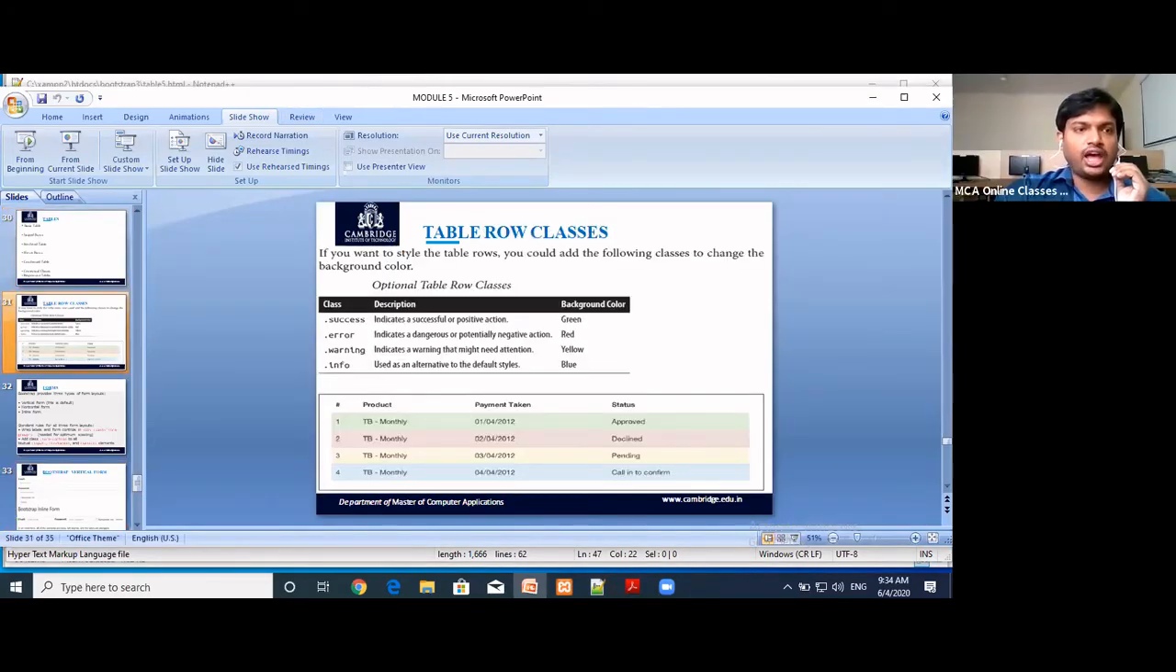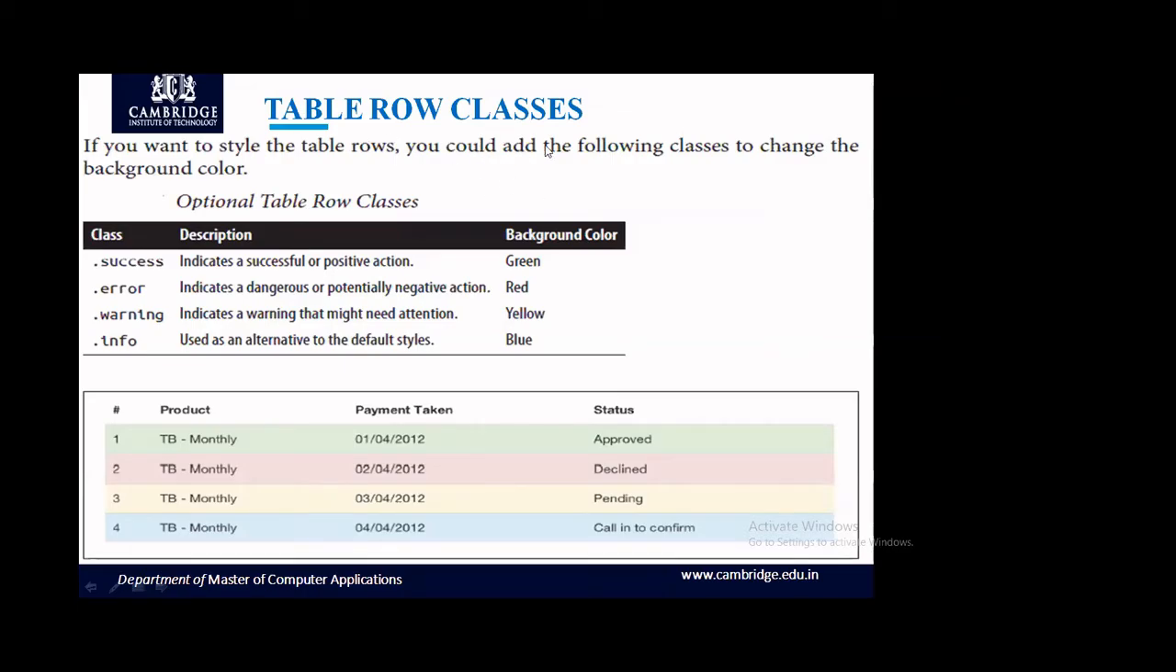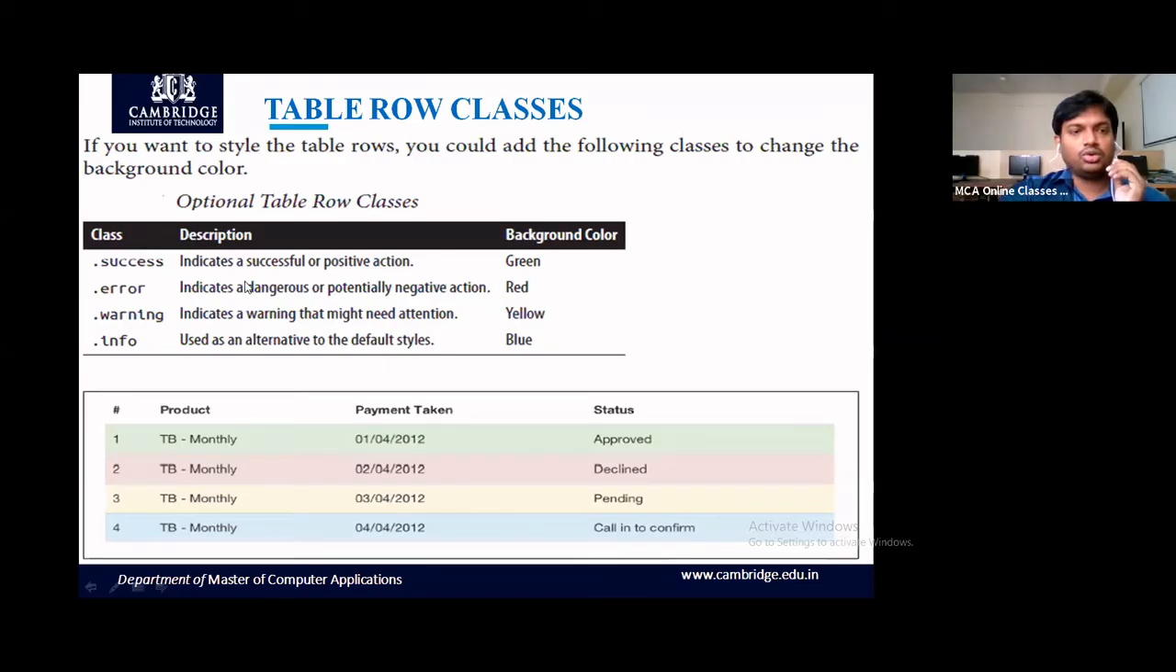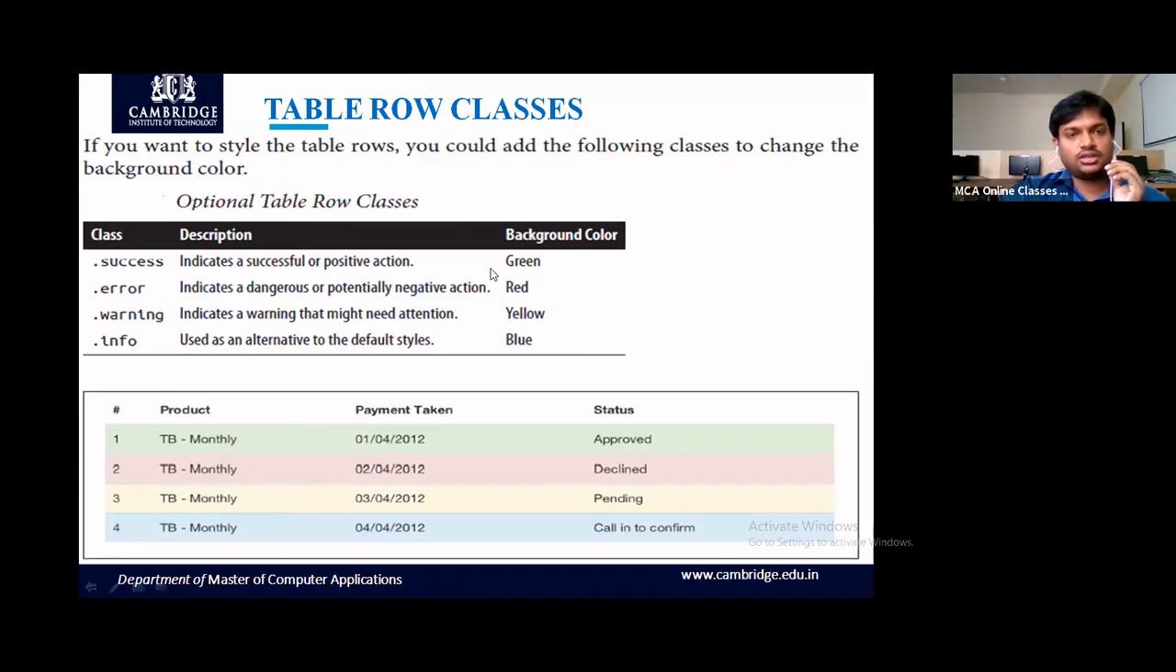So next we have the table row classes. What are the table row classes? Success, error, warning, info. These will highlight each row. What I call the contextual classes. Contextual classes are also called table row classes. We have seen the example here.